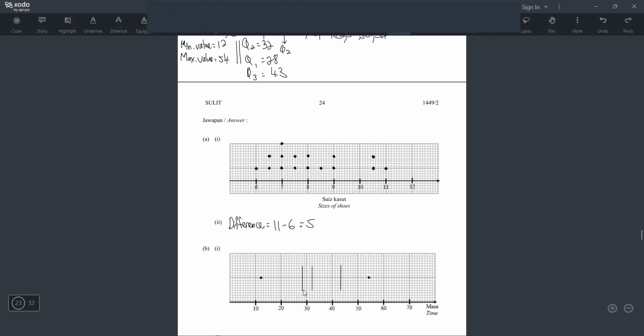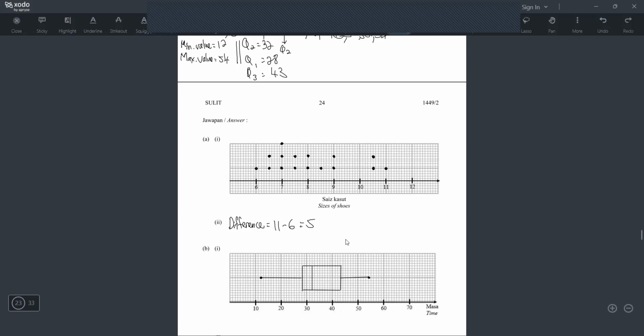Okay, then you sambung, and then you sambung, and then you sambung, and then you sambung, and then you get your box plot. Okay, of course you use your ruler lah. You use your ruler. Okay, so this one is 12. Let's double check. 54, 1, 2, 3, 4, correct. 28, 32, 43. 28, 32, yes, 43.